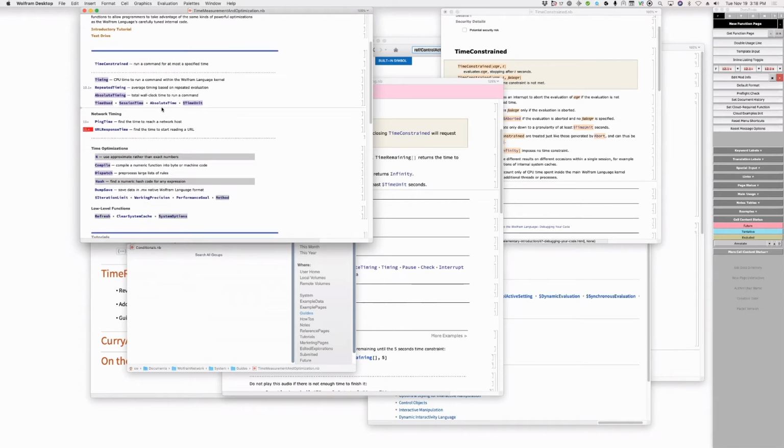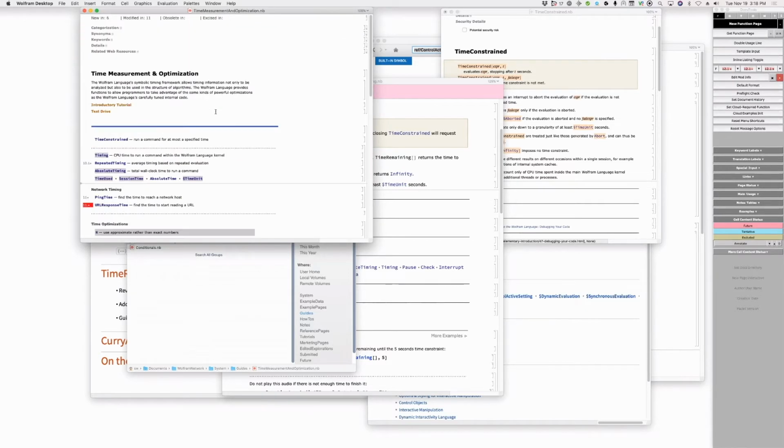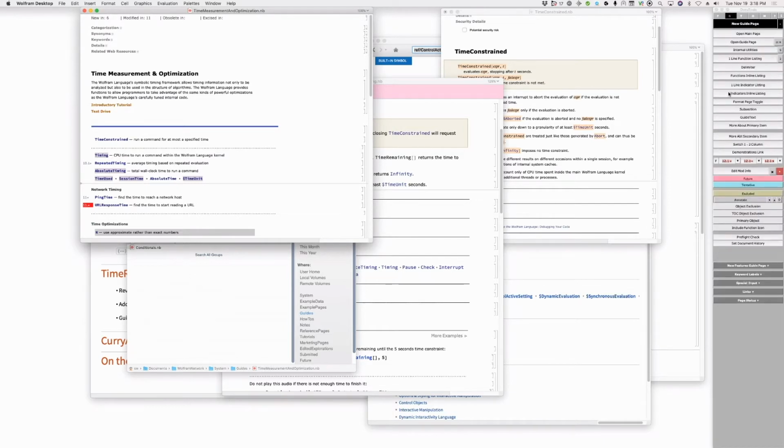I think it probably goes here. Probably the pair of time constrained, time remaining. No, time constraint is up at the top there. Oh, I see. I can answer your question about CPU versus wall clock. It's wall clock. Okay.